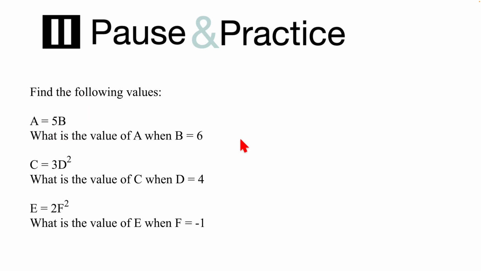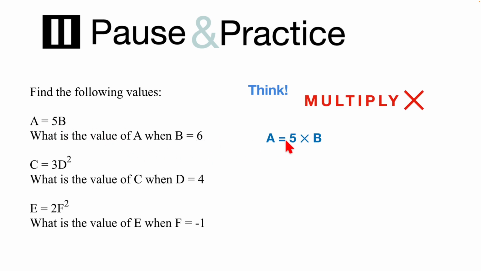A equals 5b. So, first of all, have a think. What is this? This is 5 times b. It's multiply. A equals 5 times b. B is now 6. So that's equal to 5 times 6. And that's equal to 30. Now we get to the hard stuff.